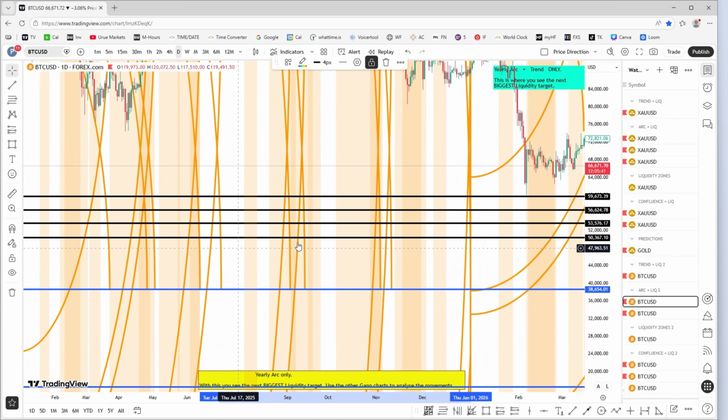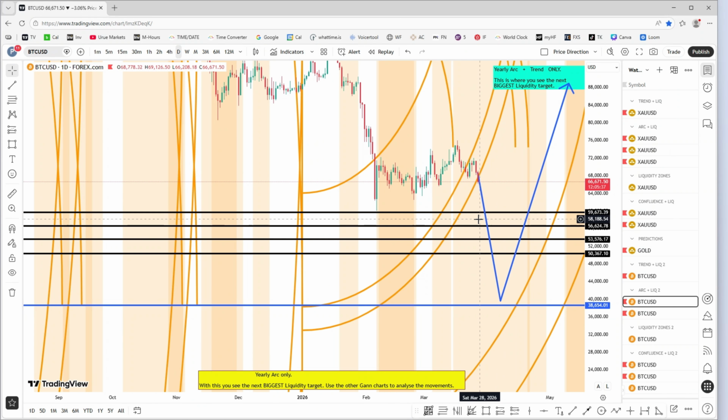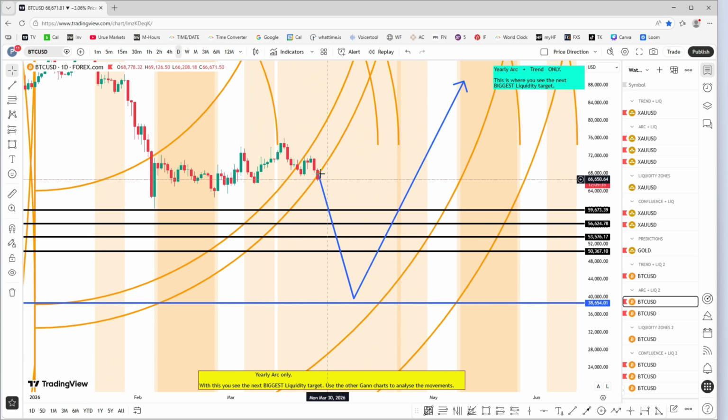Now we are in 2026. Price has come down there. Bitcoin will not see those liquidity and just turn here. Even the technical setup does not support it.